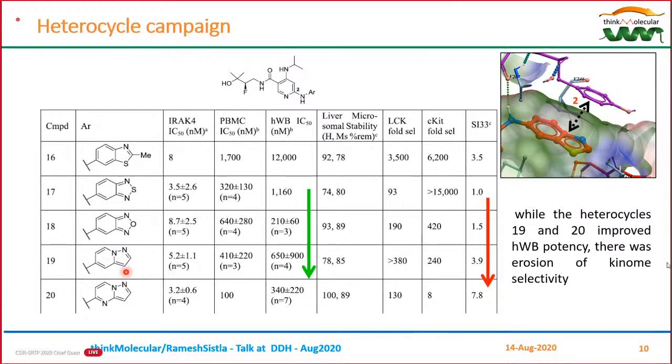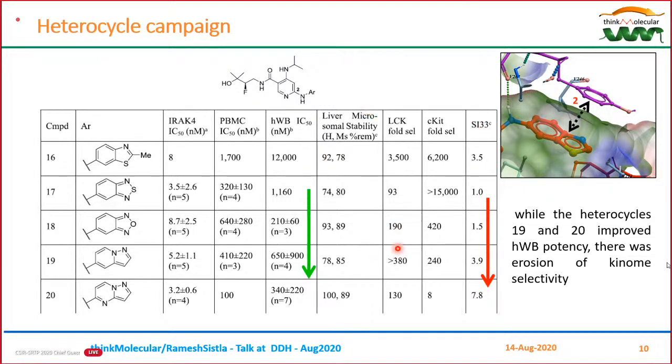So what happened? When we had groups like this, as you can see, my green arrow says it improved, whereas red arrow says it deteriorated. So it is a traffic signal representation, if you will. Here you can see that as we went from this system to this system, our whole blood potency improved dramatically. But what happened? You see the SI33, which is the ambient selectivity index. It took a huge beating.